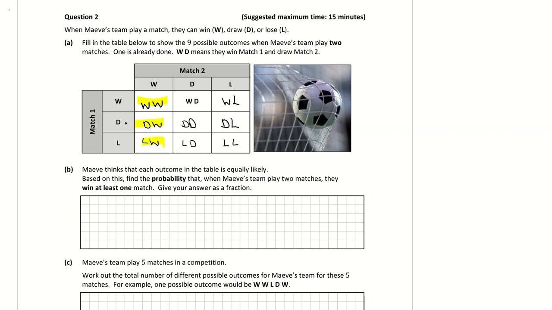They've won another one, another one, another one, another one. In the other 4 games, they've lost and drawn. So in total, I have highlighted 5 matches. So that's going to be 5 out of a total of 9. And the question wants it as a fraction, so 5/9.